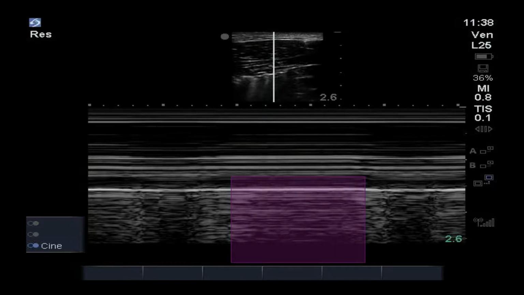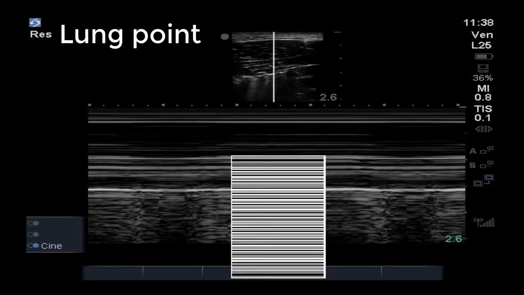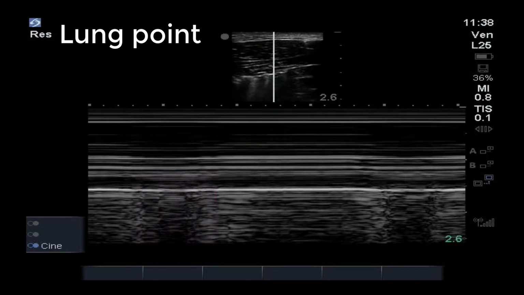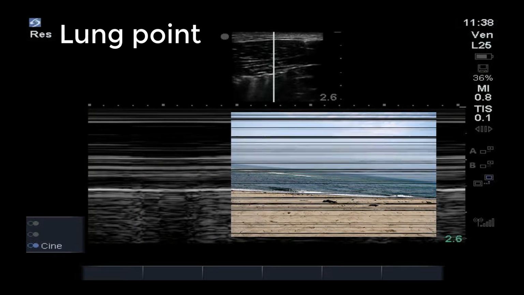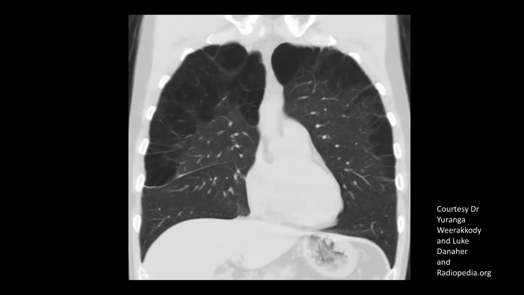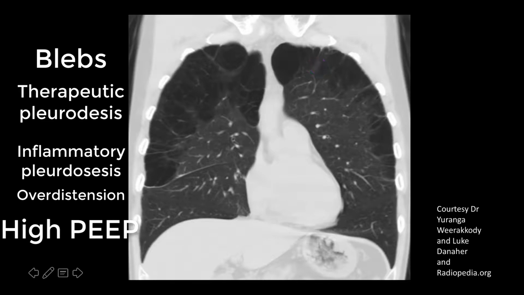If we see both of these signs at a given point, then we have the transition from sliding to not sliding, and vice versa. That happens with breathing, and so we have a lung point, which is diagnostic of a pneumothorax. The reason a lung point is necessary to diagnose a pneumothorax is because other phenomena can stop the pleura from rubbing against each other, such as emphysema blebs, therapeutic pleurodesis, pleurodesis from pneumonia, etc.